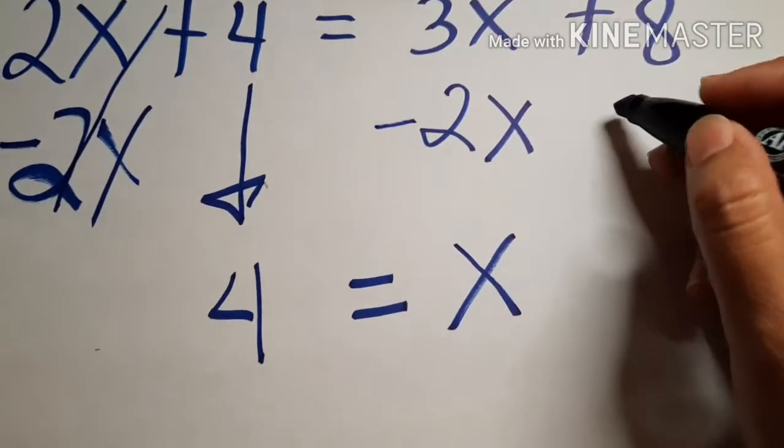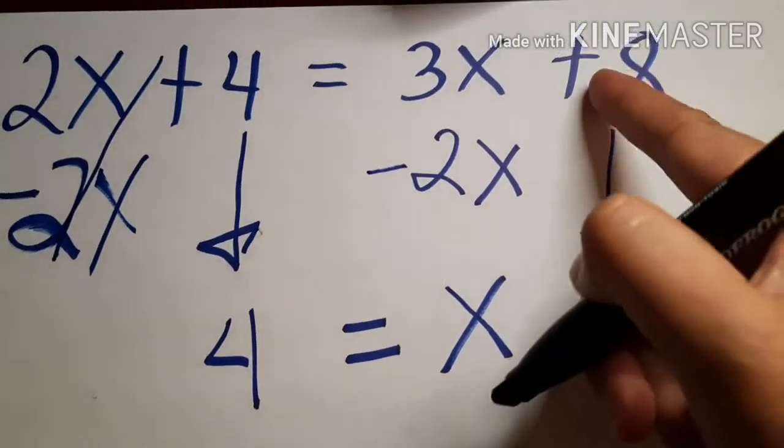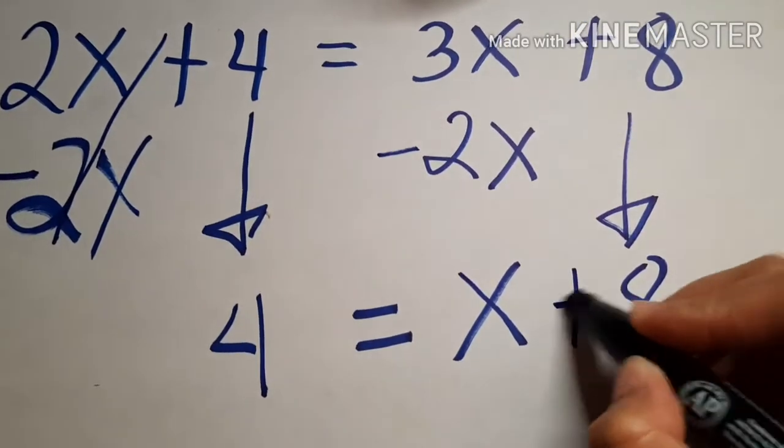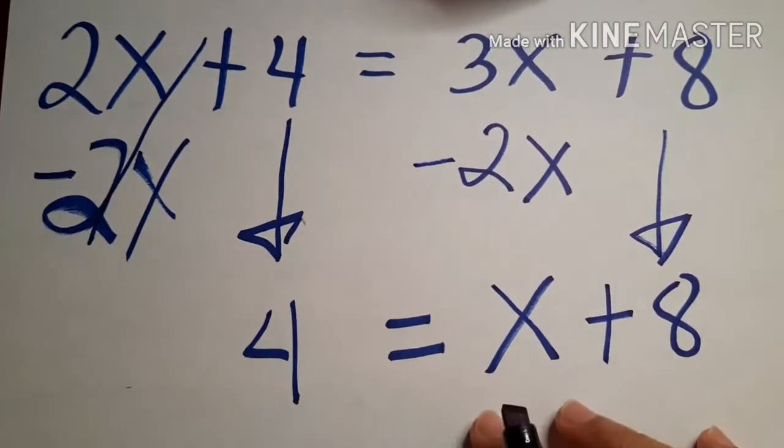And then bring down 8. Don't forget to carry the sign with you. That is very important. And here, that's positive. That's why we have here 4.